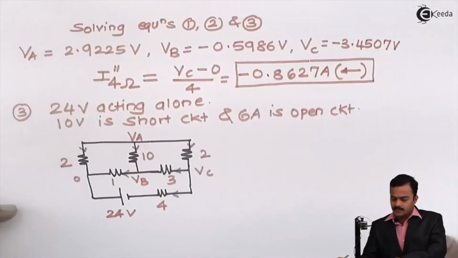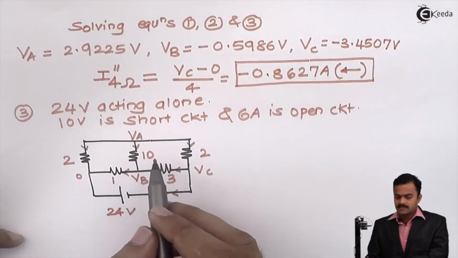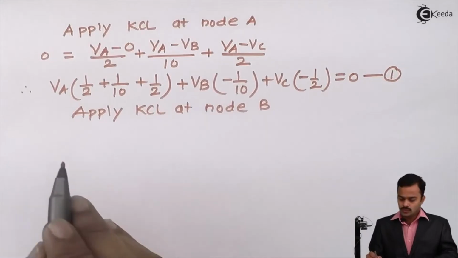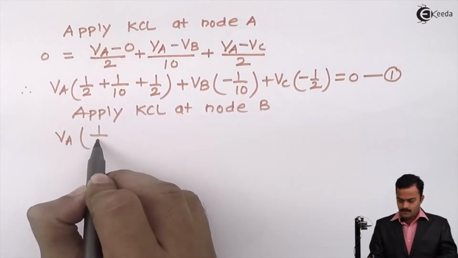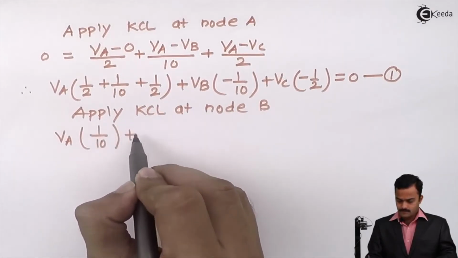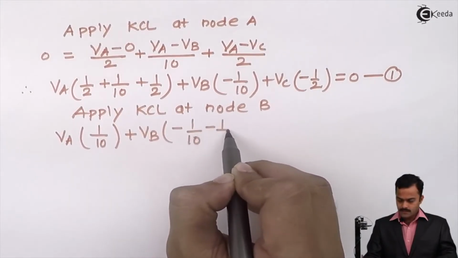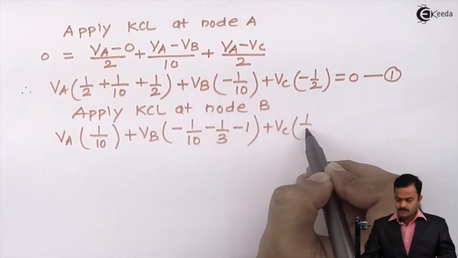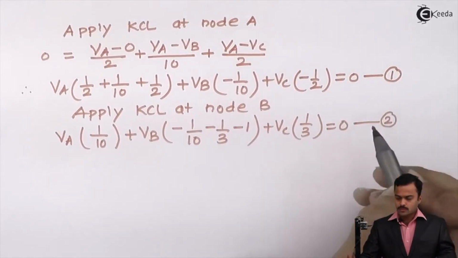Let's apply KCL to node B. So if you check node B, in this case having 3 branches, having resistances which is similar to previous two cases. So what I can do, I can simply copy equation number 2. So I will get Va 1 by 10 plus Vb minus 1 by 10 minus 1 by 3 minus 1 plus Vc 1 by 3 equal to 0. This is equation number 2.